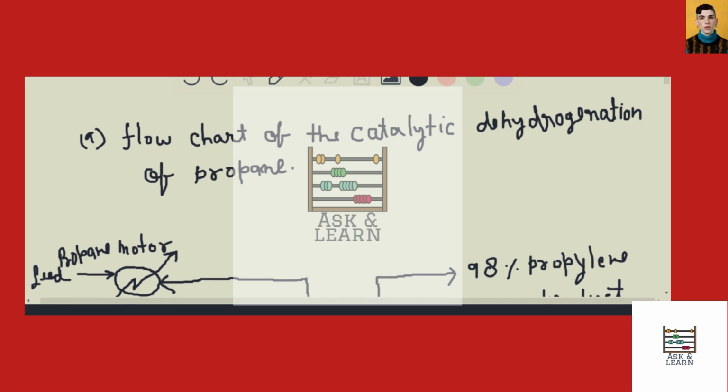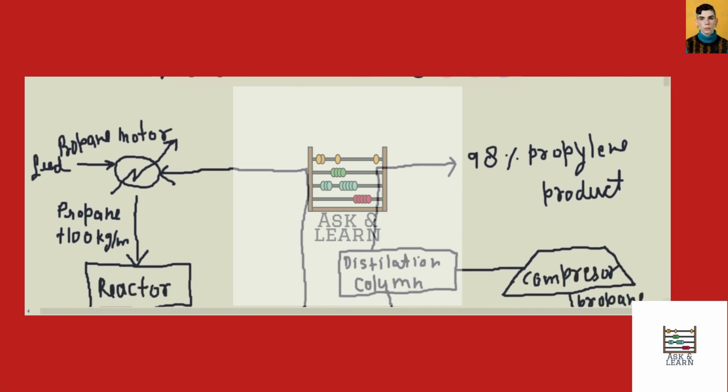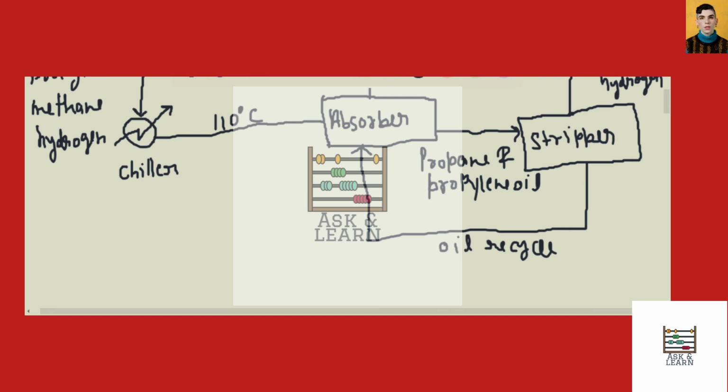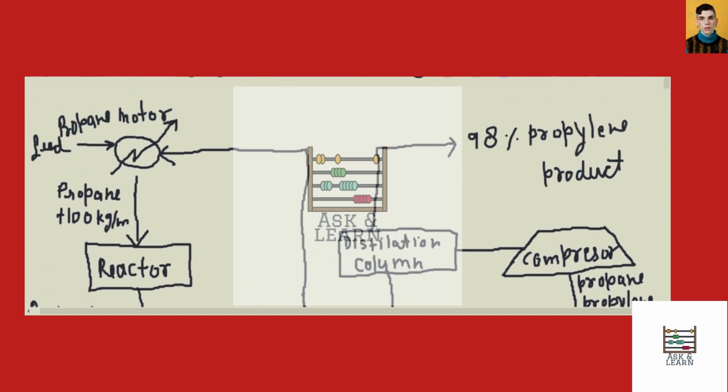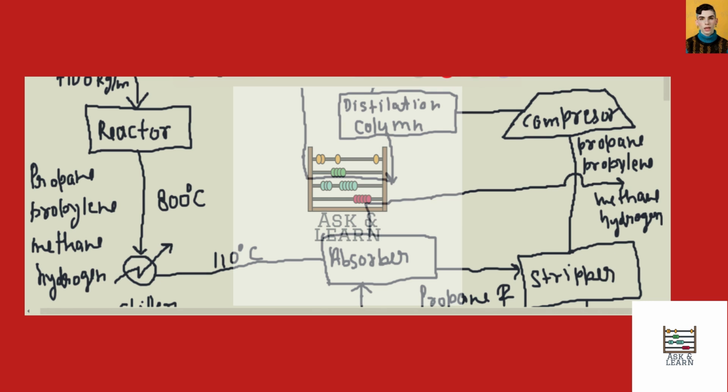Here, this is the chart of catalytic dehydrogenation of propane. In this chart, this is the propane feed, propane plus 100 kilogram per meter. This is the reactor here, and propane, propylene, methane, hydrogen is this.